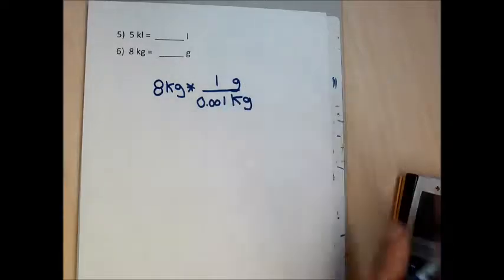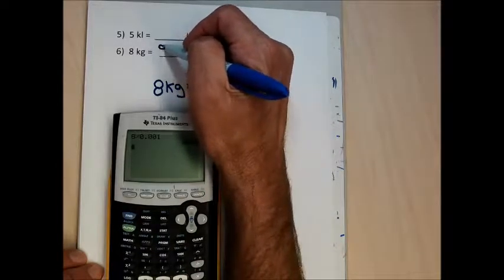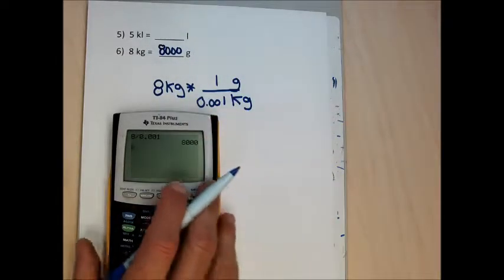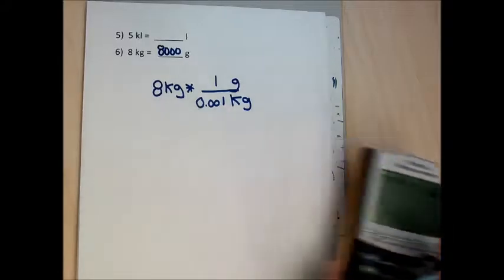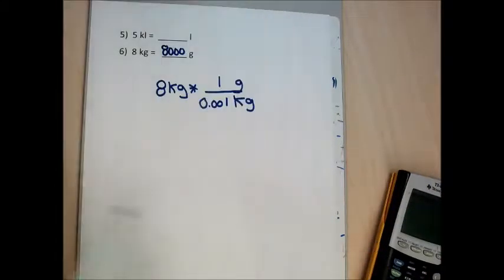When I go to do my number 6, the number that isn't a 1 is in the denominator, so I'm going to divide. And the number that I should get is 8,000. So 8 kilograms is 8,000 grams. When you go to do number 5, the answer that you should be getting is 5,000 liters.